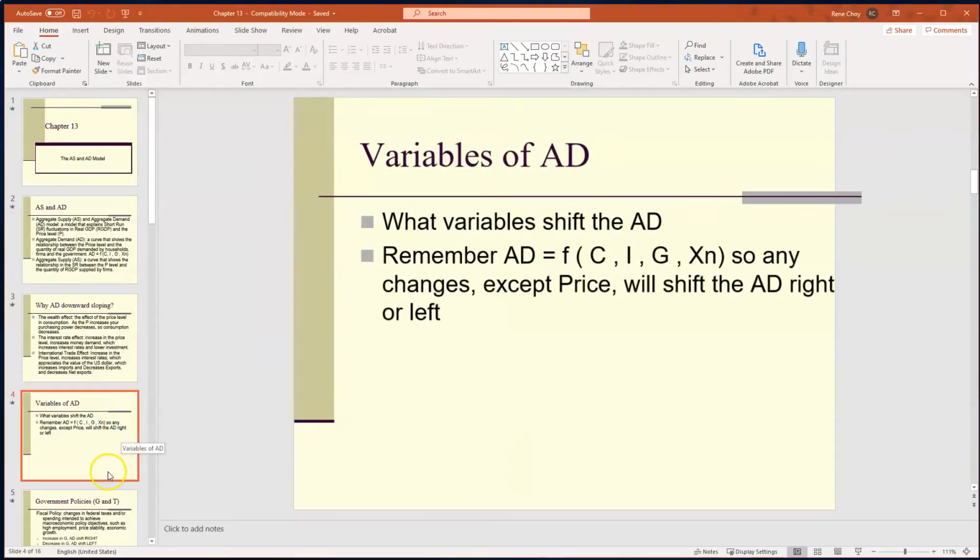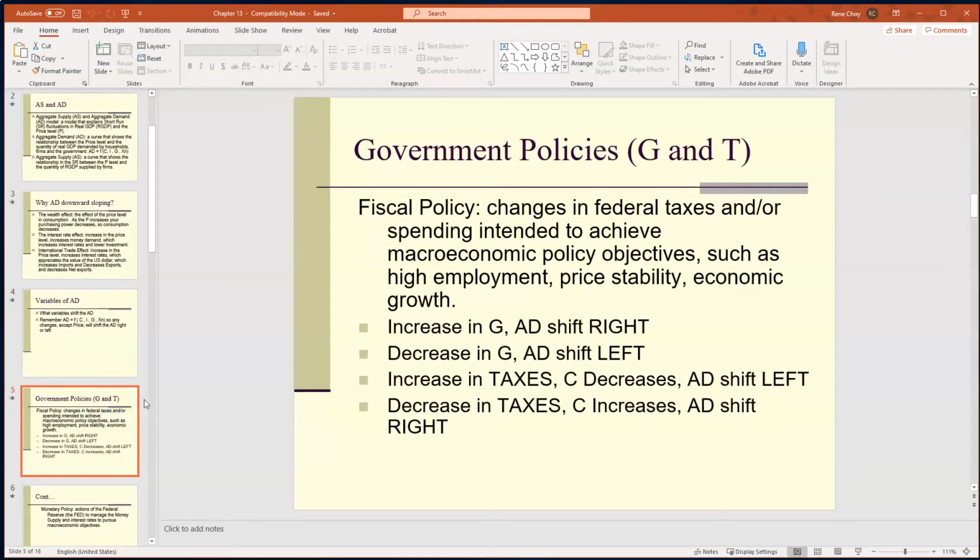Alright, so what are the variables that create shifts? An example of a variable that creates a shift is government changes in their fiscal policy. Now, fiscal policy is basically when the government decides to change taxation or government spending in general. So if there's an increase in government spending, aggregate demand will shift to the right. If there's a decrease in government spending, then the aggregate demand will shift to the left.